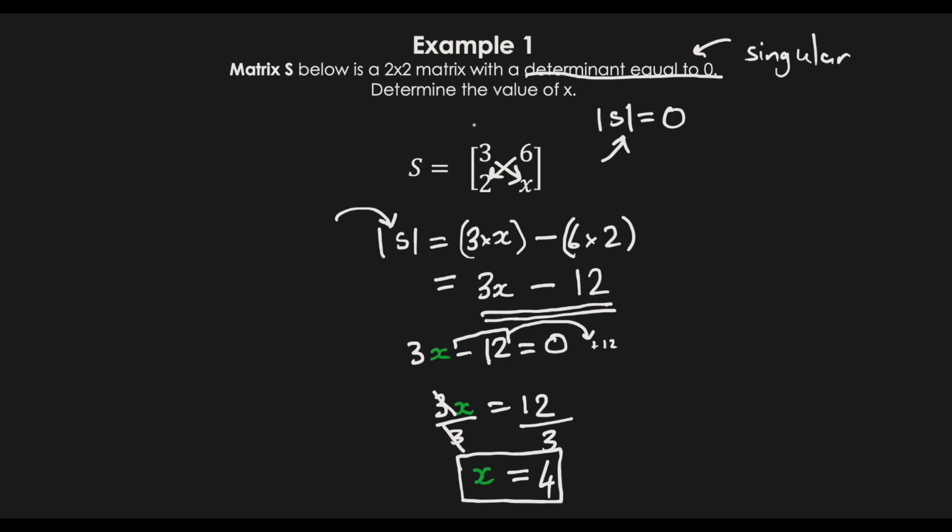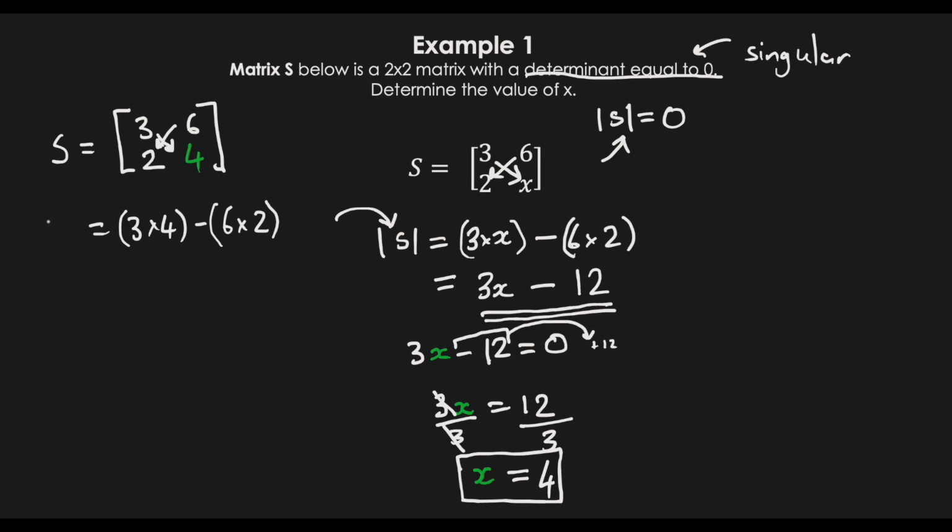And if we just run it through to back check this, you'll end up with S is equal to, you have a 3 here, 6 here, a 2 here. Now we know what x is. So x is 4. Let's put that here. Now if I have to find the determinant of this, it would be 3 times 4 take away 6 times 2. So 3 times 4, remember our brackets, minus 6 times 2. I'm calculating the determinant of S, which is written like this and can also be written like this.